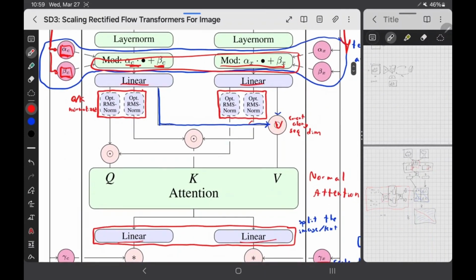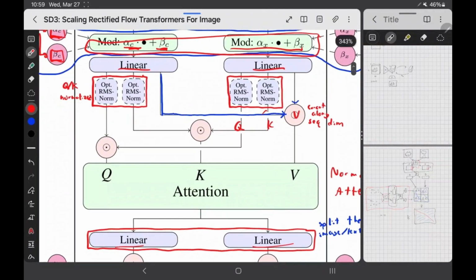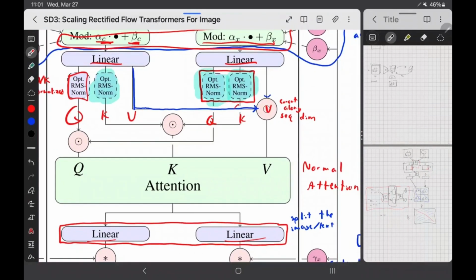Now you send this through a linear layer, which projects it to your queries, your keys, and your values. And you do this for both the text information and the latent information. So this would be the queries, the keys, and the values. And that's all your linear layer does. Now you have this normalization, which I'll talk about in a sec. This normalization is quite important, unlike a normal transformer. But anyways, you basically just transform it into your queries, keys, and values.